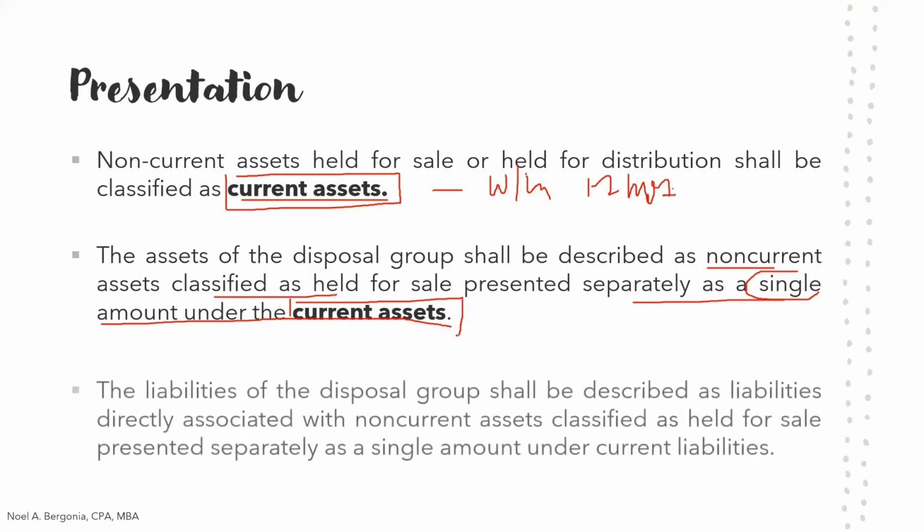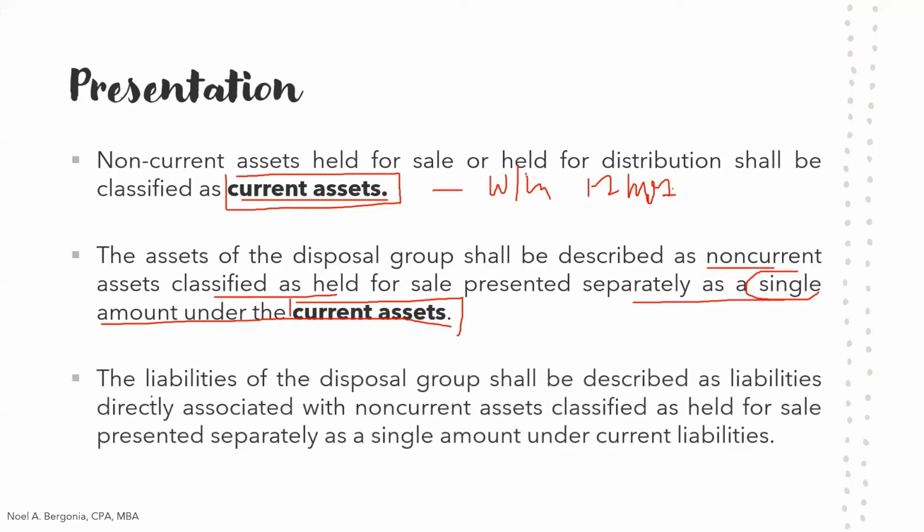Okay? And then as to the liabilities naman, nakasama dun sa disposal group, baka kasi yung PPE mo, no? Nakasama sa disposal group, may utang ka pa pala doon na kailangan bayaran, then the liabilities as part of the disposal group shall be prescribed as a liability directly associated doon sa ating non-current assets held for sale in the disposal group, and it will be classified as a single line item separately under current liabilities. Okay? So I hope that that is clear, no?